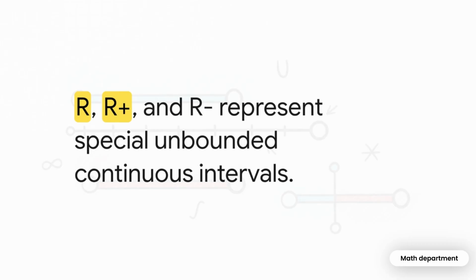We've got the positive real numbers, marked as R+, and those stretch all the way from 0 to positive infinity. Then we have the negative real numbers, R-, coming all the way from negative infinity right up to 0. And the big one, R itself, that's the whole shebang. Absolutely everything stretching from negative infinity to positive infinity.